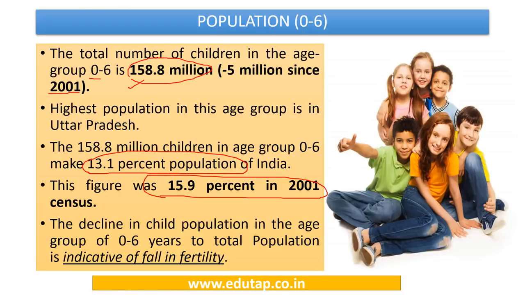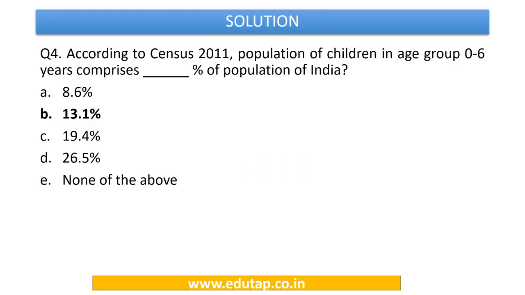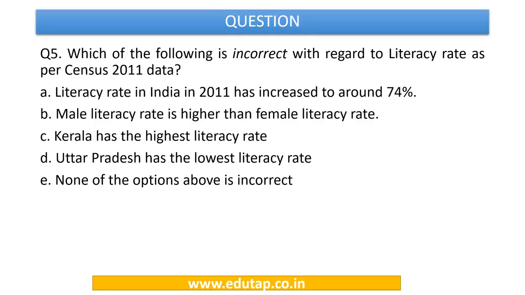Now this decline in the population in this age group of 0 to 6 years may be indicative of a fall in the fertility levels in the country or the success of the family planning programs across the country. Highest population of this age group is in Uttar Pradesh. So now we can easily answer this question that according to Census 2011, population of the children in the age group 0 to 6 comprises 13.1% of the population of the country. So answer to this is going to be option number B. Now let's move to the next one.